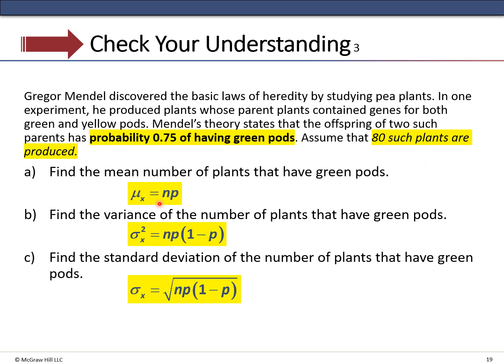Well, our sample size is 80. Our probability of having green pods is 0.75, so this is a direct calculation. Find the variance of the number of plants that have green pods. Again, this is our probability times our sample size times 1 minus the probability. Again, a pretty straightforward calculation of 80 times 0.75 times 1 minus 0.75. And finally, our standard deviation is simply the square root of the variance, and so we get 3.873.